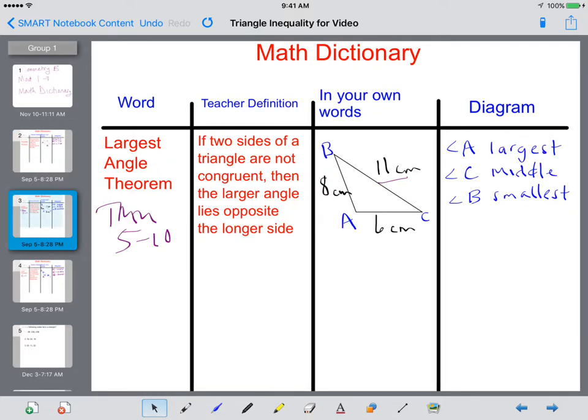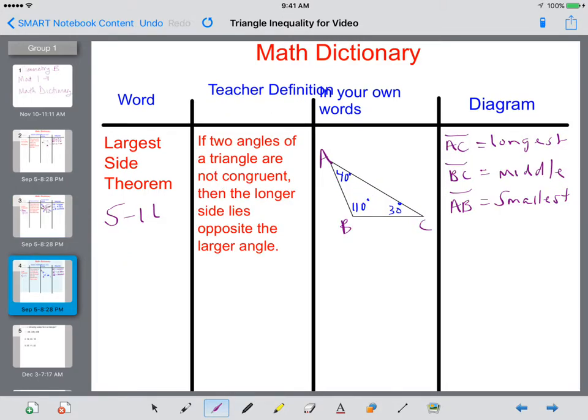Largest angle theorem, they call it theorem 5-10 in the book. If two sides of a triangle are not congruent, then the larger angle lies opposite the longer side. So in the example here, if we had a triangle with side lengths 6, 8, and 11, side length 11 is the biggest side length. Therefore, angle A would be the largest. Side 8 is in the middle, so the angle opposite side 8 is angle C. The side with the side length of 6 is the smallest, so the angle opposite it is angle B. That's the smallest angle. Same goes for the sides.